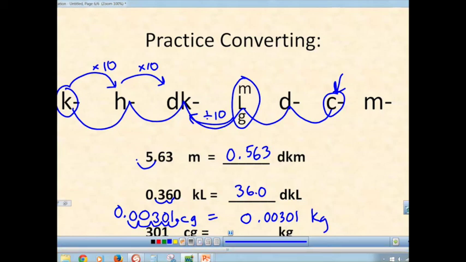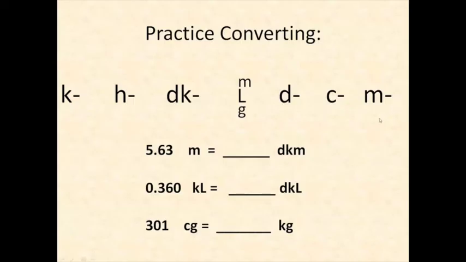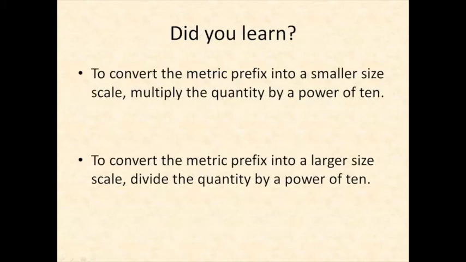So, I hope that was useful to you. Remember, you can always pause and rewind if you need to. So hopefully you learned to convert metric prefixes into a smaller size. You'll multiply that quantity by a power of 10. And to convert the metric prefix into a larger size scale, you'll divide the quantity by a power of 10. So rewind, practice again, and good luck. Thanks for listening.